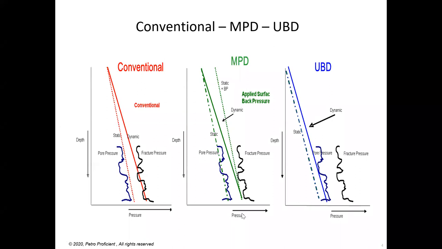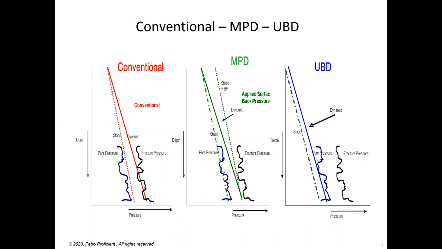Now here you see in the second window, the green line is your static mud weight. As you can see, if we compare this with the conventional, the static mud weight that you have over here is quite close to your pore pressure, and in some cases it is below your pore pressure. So the mud weight is planned in such a way that you are actually at balance or slightly below your formation pressure.